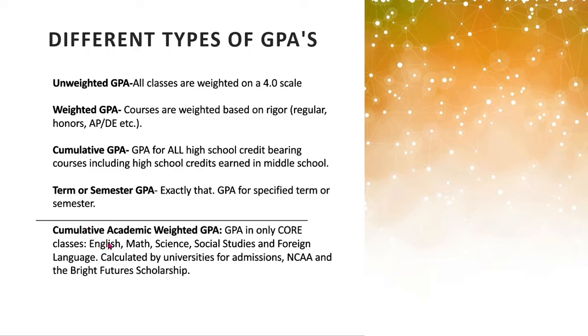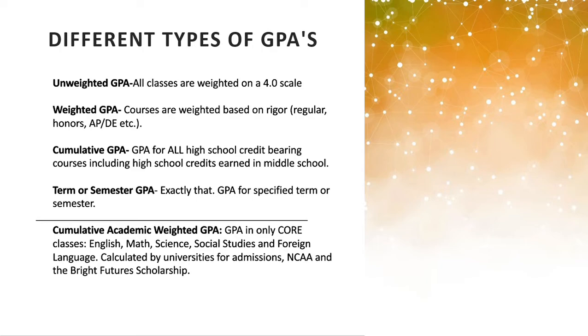Now, cumulative academic weighted GPA. Don't get lost in that. It's a little wordy, but your cumulative academic weighted GPA is going to be your GPA in only your core classes. Your core classes are going to include English, math, science, social studies, and foreign language. It is weighted, so it is going to take into consideration the rigor of those courses. And this is the GPA that's going to be calculated by any university that you apply to for admissions.